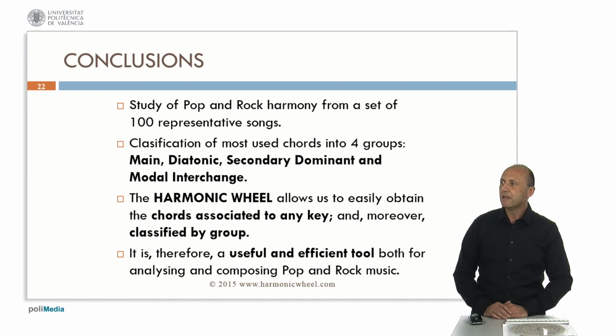As conclusions, we performed a study of pop and rock harmony from a set of 100 representative songs. We classified the most used chords into 4 groups: main, diatonic, secondary dominant, and modal interchange chords. The harmonic wheel, as we showed, allows us to easily obtain the chords associated to any key, and moreover, classified by group, which is very important. Therefore, the harmonic wheel is a useful and efficient tool both for analyzing and composing pop and rock music.